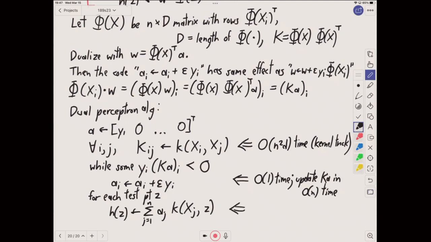So that's training. For testing, this line of code is going to take order nd time, again because of the kernel trick. Or I should say, that's a little d, not a big D, because of the kernel trick. And so again, it is a big deal that these depend on the length little d of the input sample points and not on the length big D of the lifted sample points. Yeah?